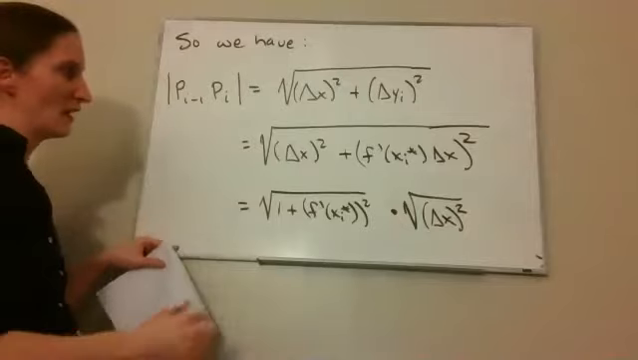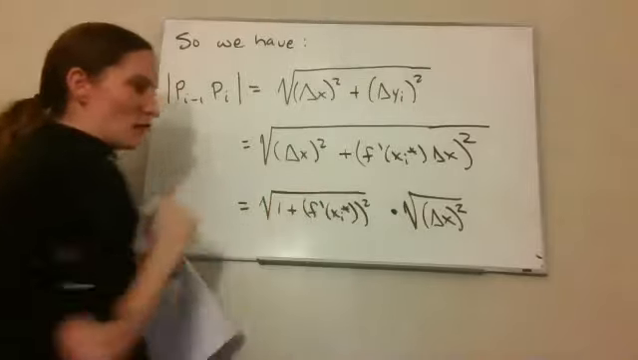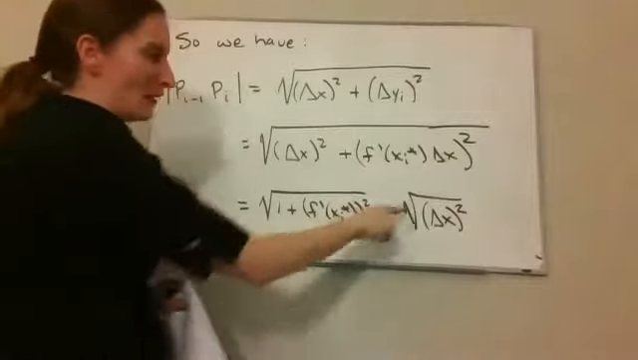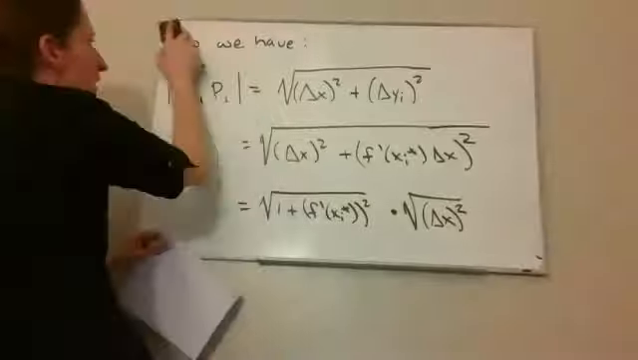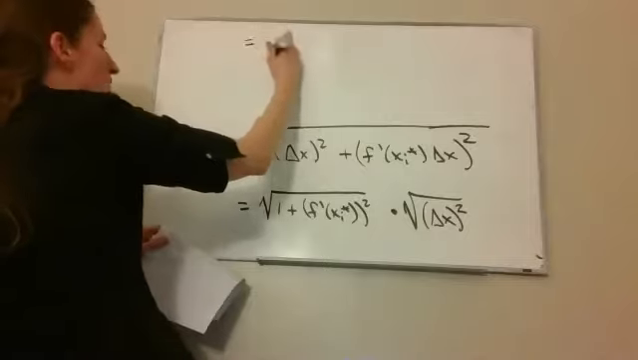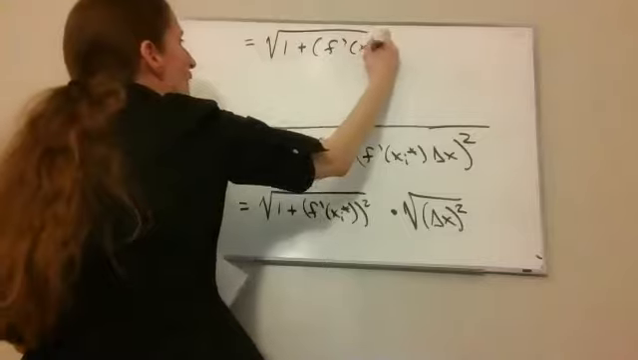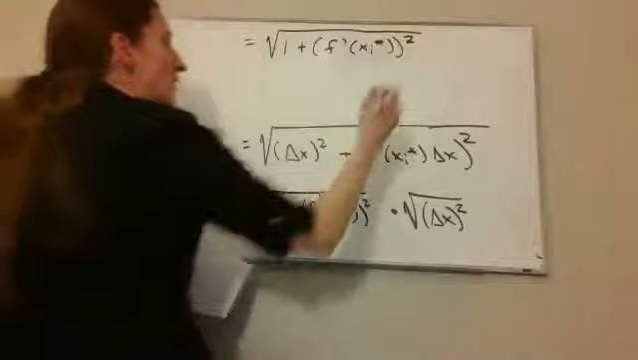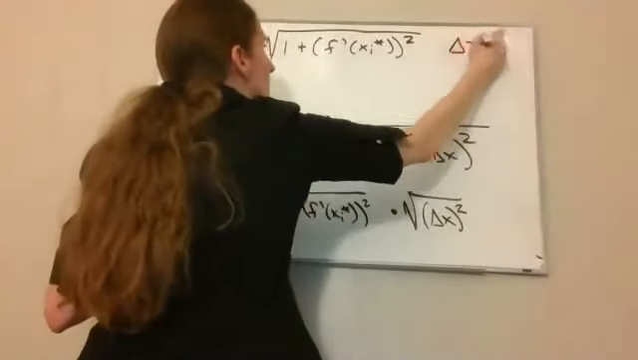So all I did there is I kind of factored out this delta x squared, and then I wrote it as a separate square root multiplied there. We can simplify that because the square root of the delta x squared is just delta x. So what we get when I simplify is that this is equal to the square root of 1 plus the derivative of my function at that x i star squared times delta x.